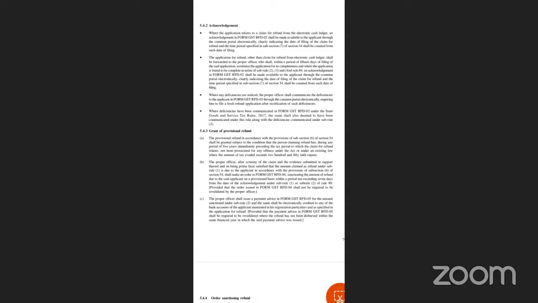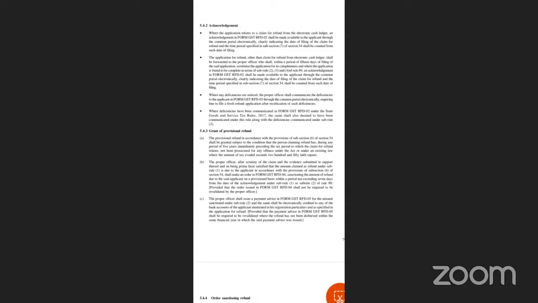And the claim amount should not exceed rupees 2,50,000. It should be less than that, then I can claim it. If it is more than 2,50,000, then they may not accept it under this section.